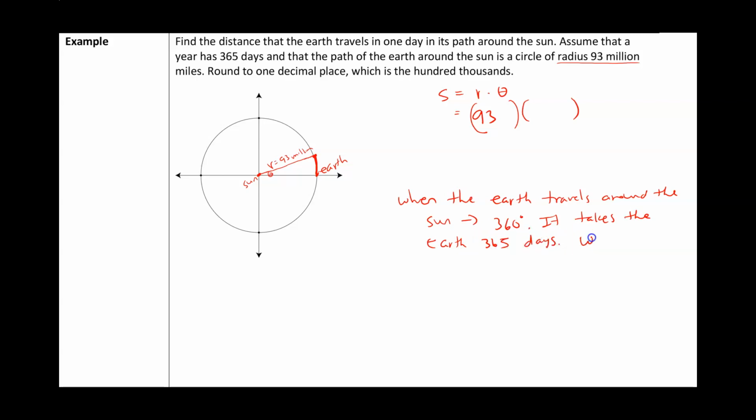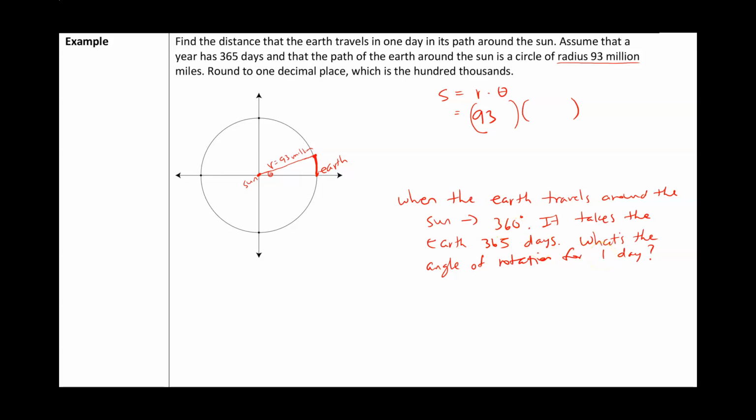So the question is, what's the angle of rotation for one day? So if the Earth takes 365 days to go 360 degrees, what is the angle of rotation for just one day?